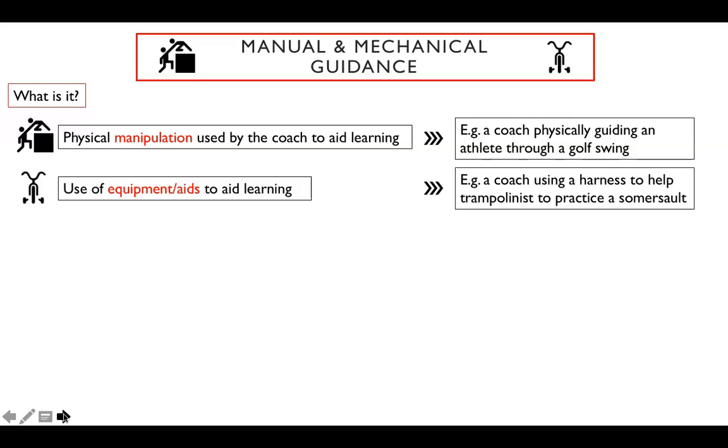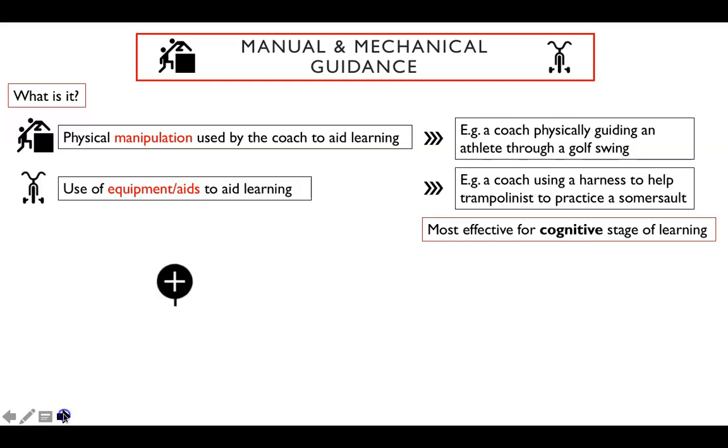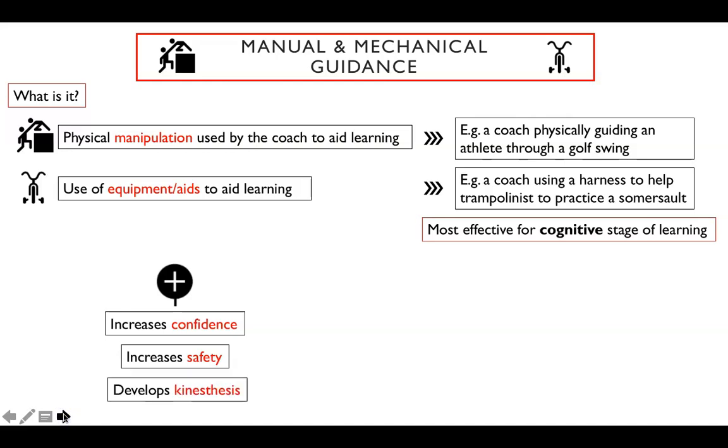Now, we have to think about the advantages of this. The advantages of manual and mechanical guidance are, first of all, it helps the cognitive learner. It's the most effective for the cognitive stage of learning. And it increases confidence. You see those children on those trampolines in the shopping centres, and they're having a great time, they're confident and feeling safe and secure. So it increases confidence, it increases safety, and it develops kinesthesis, this feeling of doing it correctly.